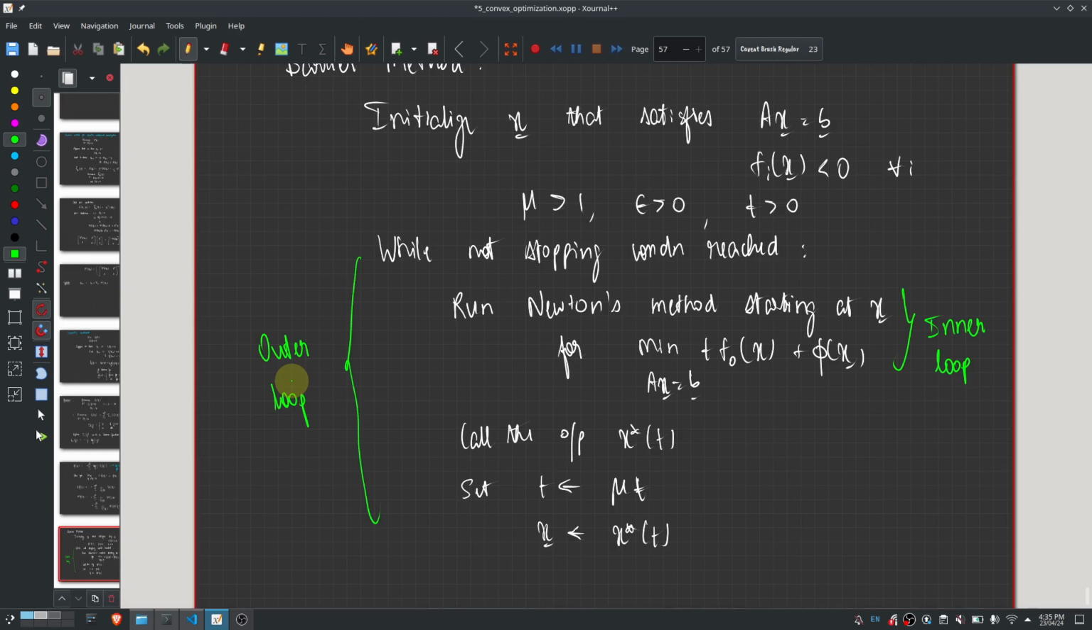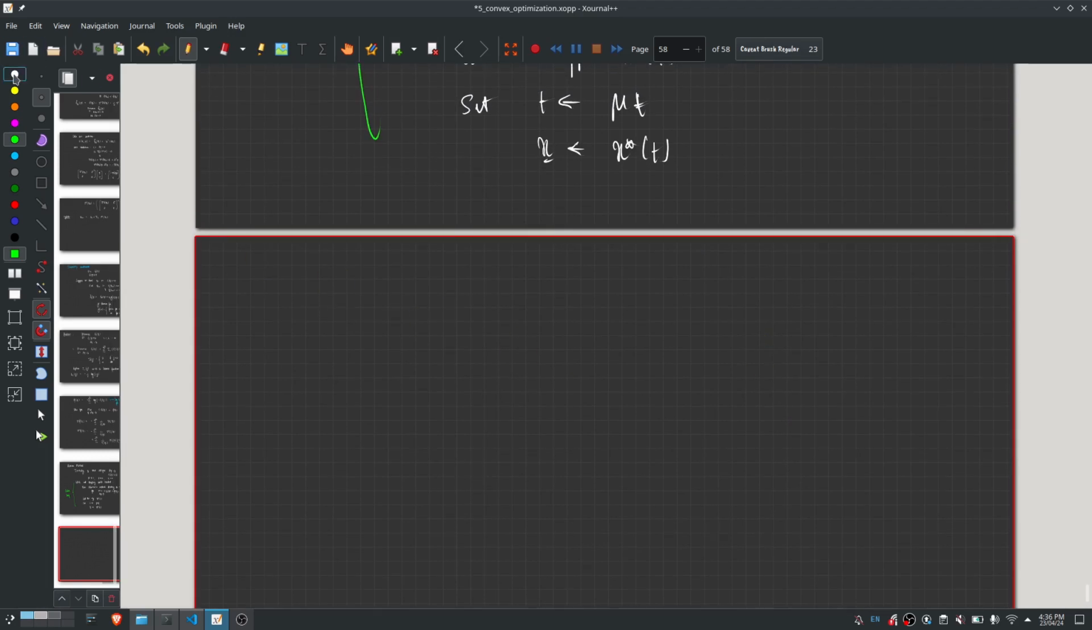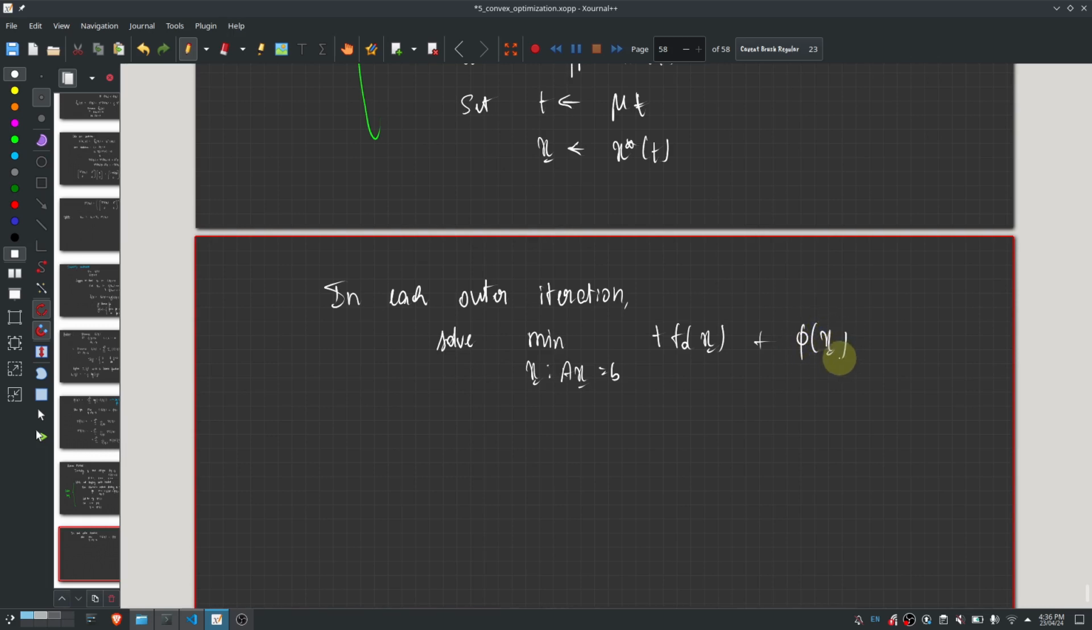You should remember that at each step, we are actually not solving the actual optimization problem. Right? We're solving a different optimization problem, wherein we're minimizing t times f0 of x plus p of x. So in each outer iteration, we are trying to solve the minimum over x such that Ax is equal to b of t times f0 of x plus p of x. Okay. And from this we are getting a solution which I call x star of t.